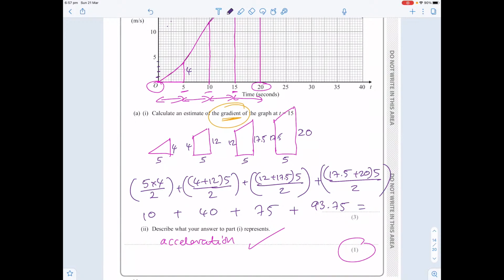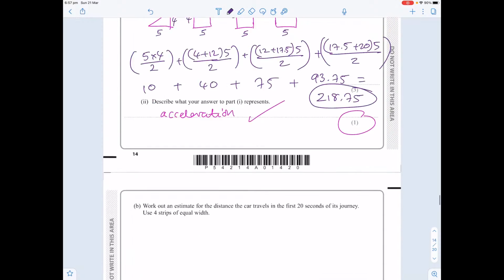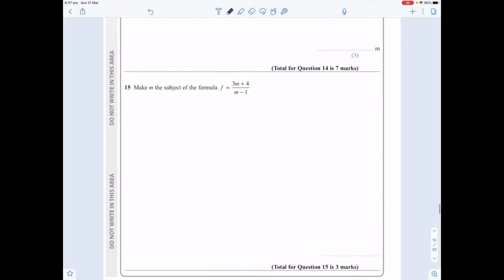Now we will just add all of those up. We get 93.75 plus 75 plus 40 plus 10, giving us a total of 218.75. Your answer may slightly vary from this, and it's okay. If you don't get exactly 218.75, that is completely okay. The examiner in the mark scheme does allow a range, as long as it's close to that figure. I don't know what that range is. It could be something like 215 to 220 or something like that. I believe this question is now complete.